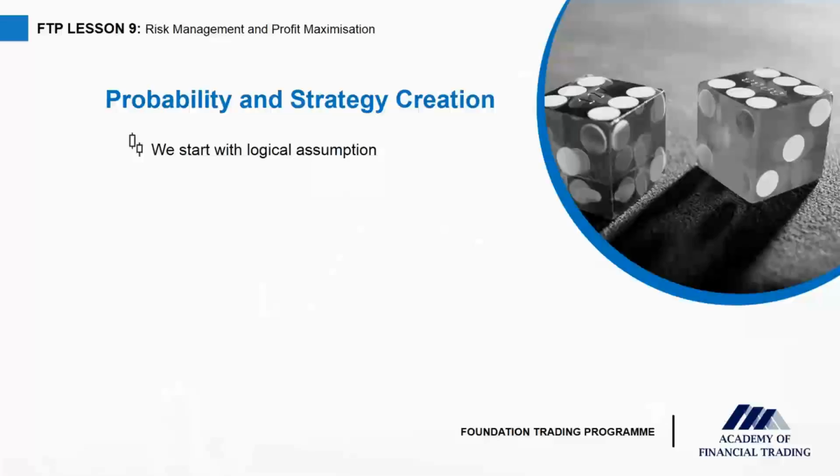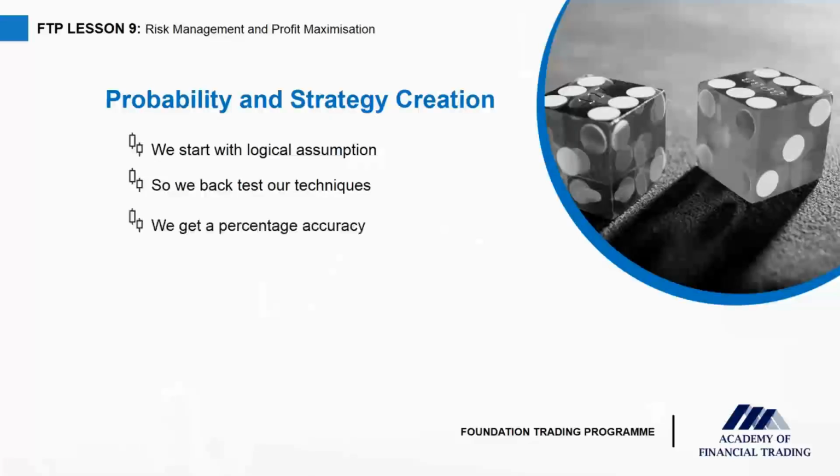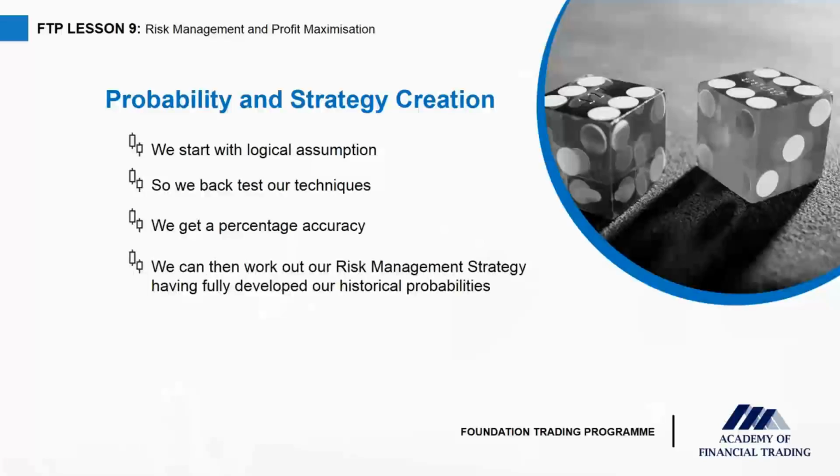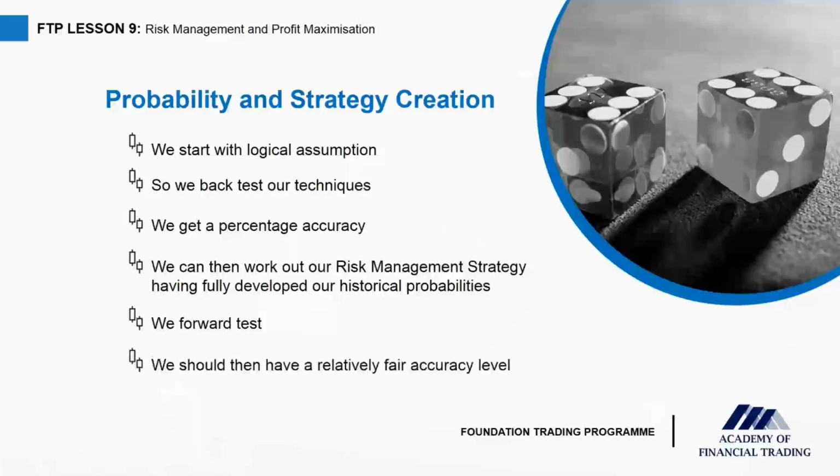So that's exactly what the modern brokerage industry is built upon. So we start out with this and then we go and backtest. So we test and we test and we test and we crunch the numbers. And when we crunch the numbers, we get a percentage accuracy level. And then we can develop our risk management strategy. And then we can go and we forward test. And then after all of that, we end up with a relatively fair accuracy level.